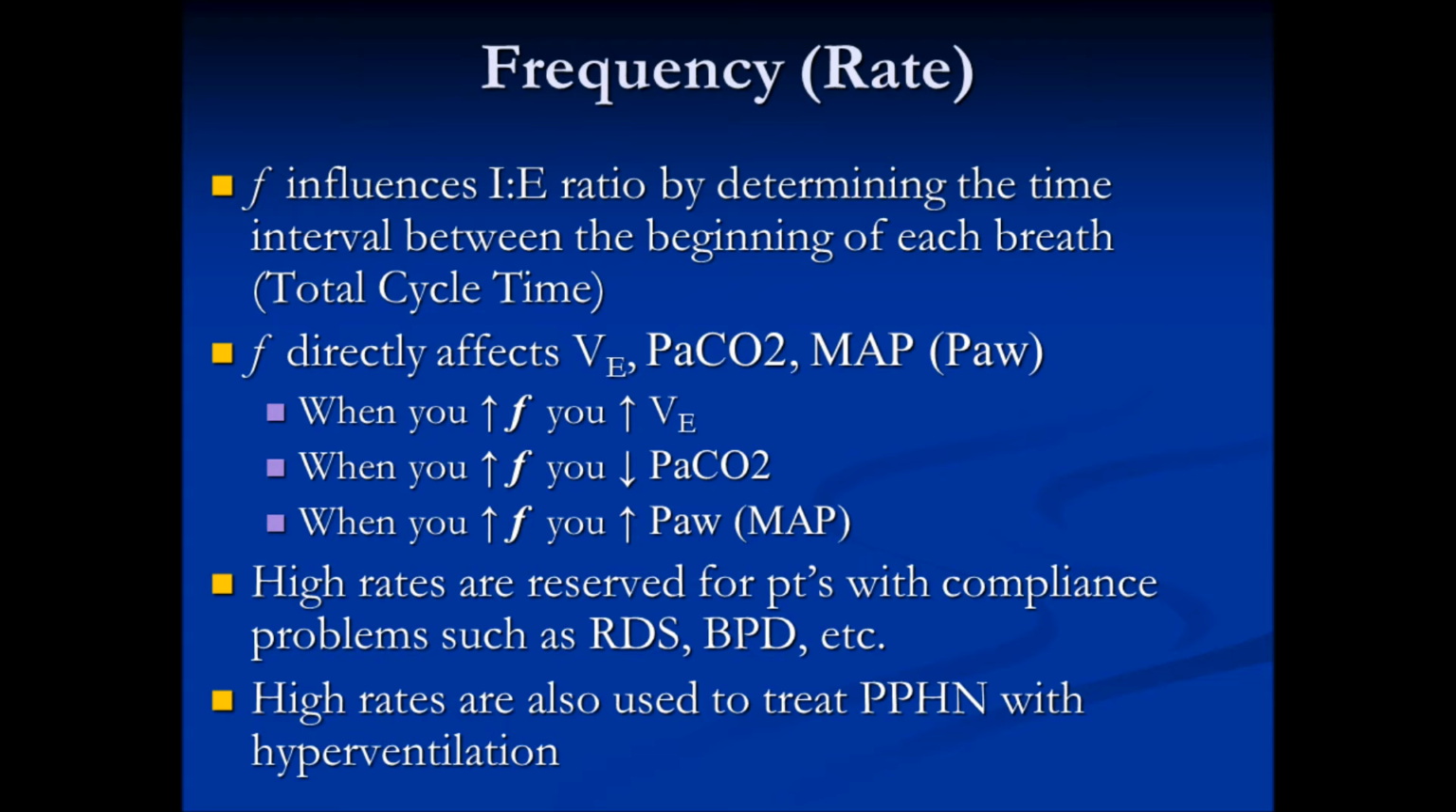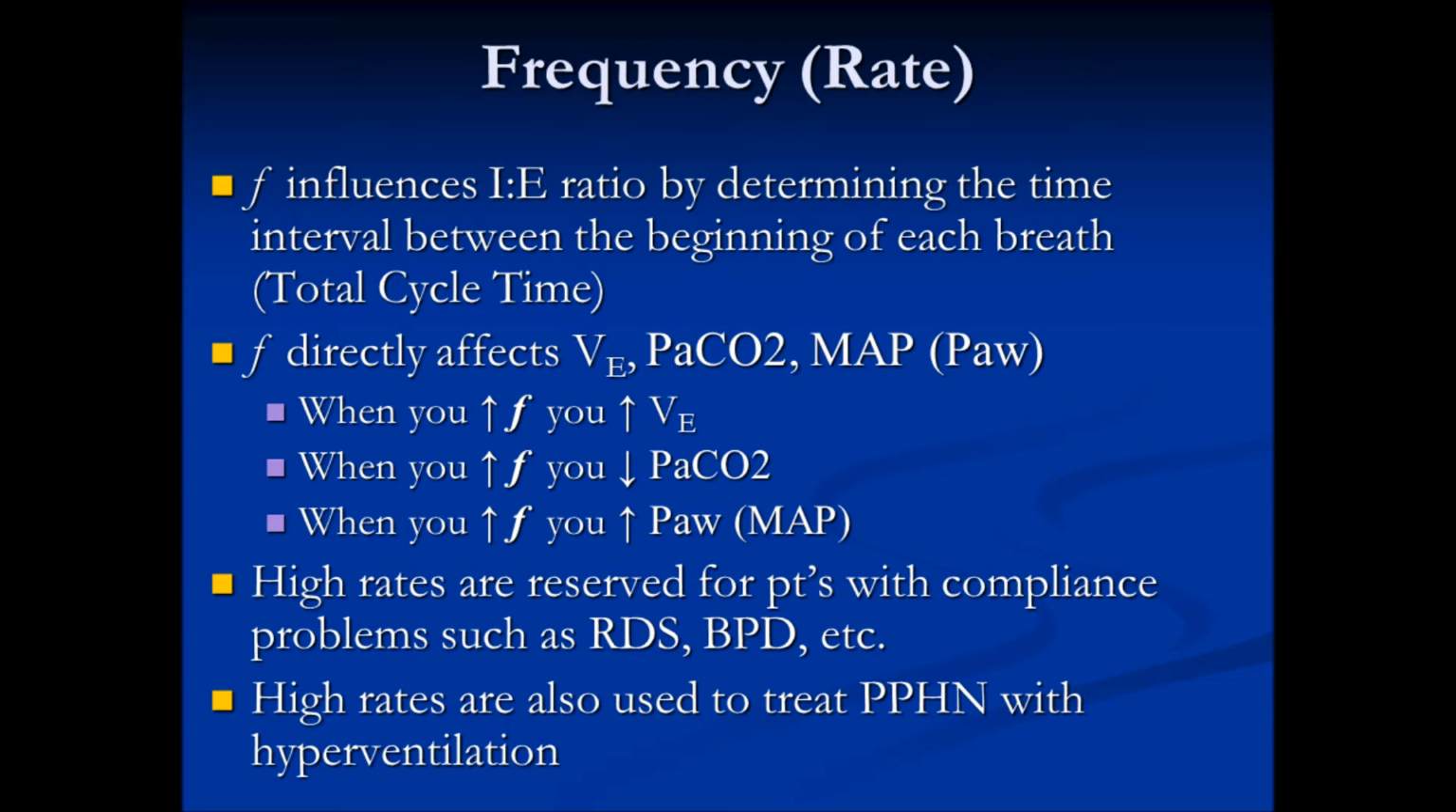So whenever you do not have the ability to expand your lungs properly, that means your compliance is decreasing. And the way that we offset that is to increase the rate. High rates are also used to treat conditions such as PPHN, which is persistent pulmonary hypertension.